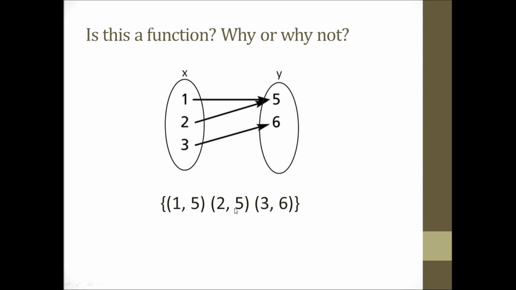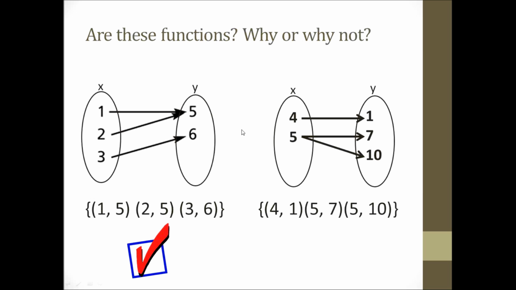It looks like the girl number 5 is dating 2 and dating number 1. I guess it doesn't matter what the girl does. In this example, it's only about the guy. Sorry, guys. So remember, if the X value repeats, it is not a function. But since the X value did not repeat, this is a function.